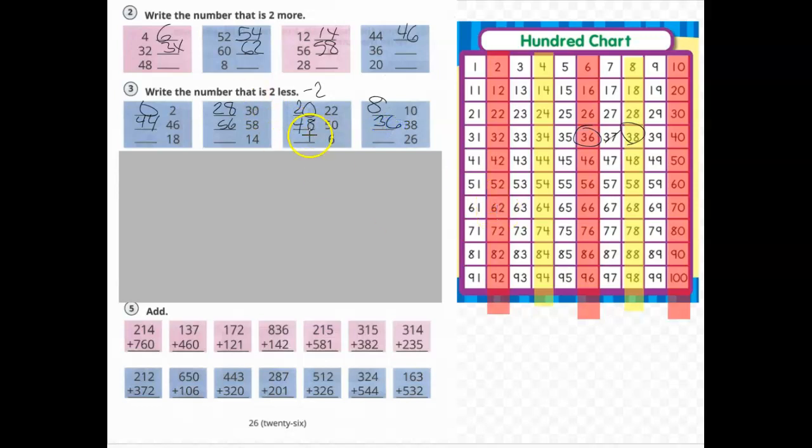How did you do? Did you get 48 and 36? If you did, you can push pause and finish these problems by yourself. If not, let's try one more together. So I'm at 18, and I can write one, skip one, write one. So I'm at 16 now. All right, you finish these 3, push pause, and come on back when you're ready for the next section.